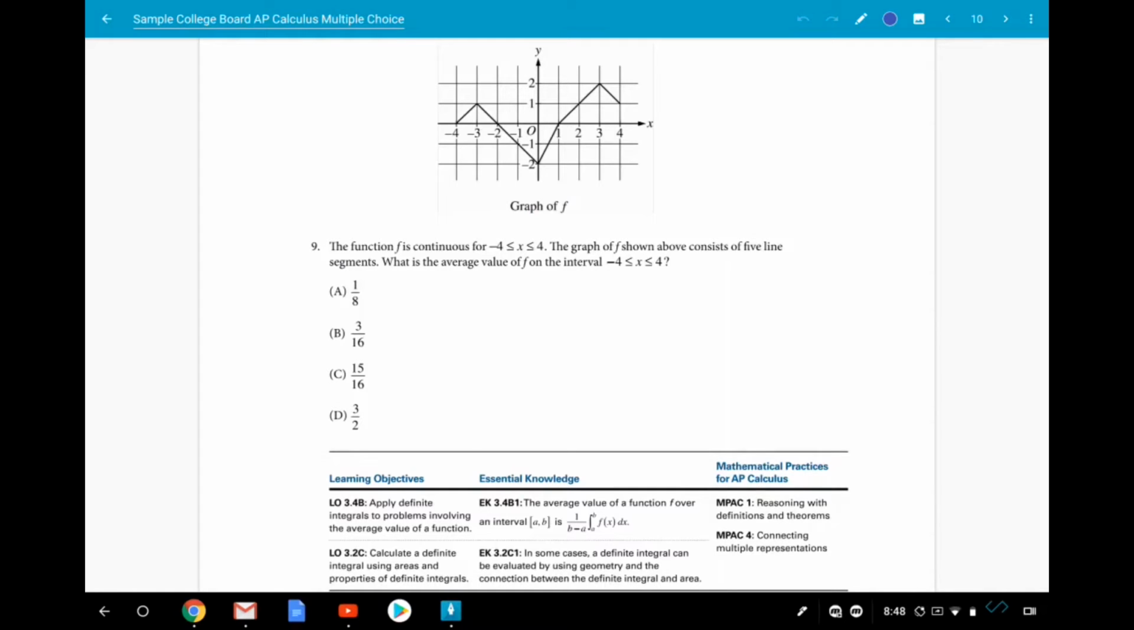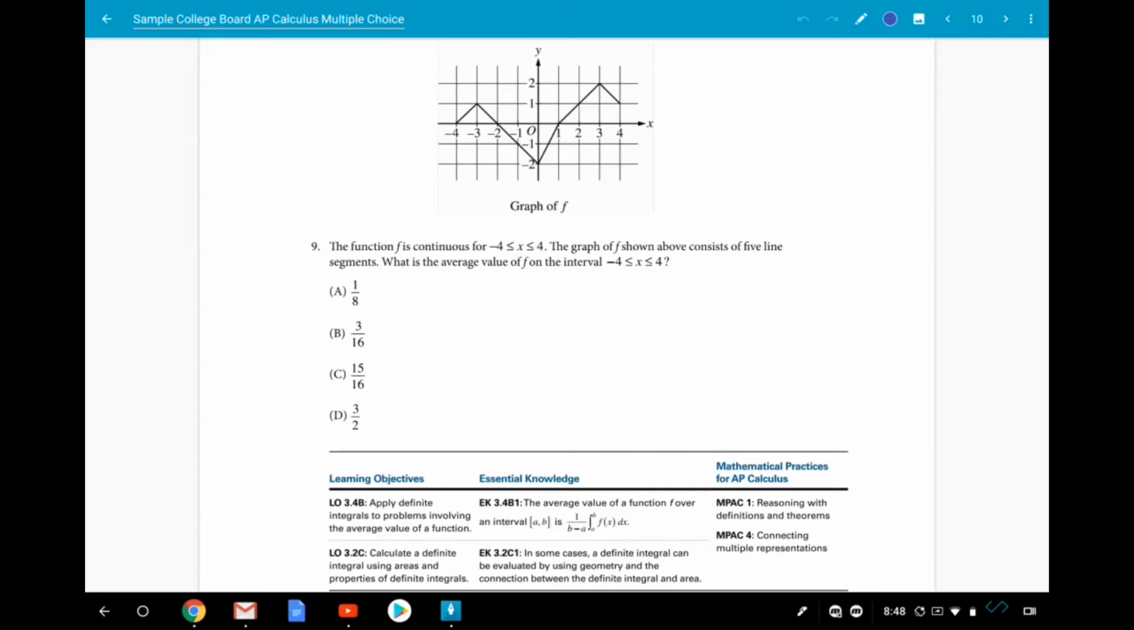All right, number 9. The function f is continuous for negative 4 ≤ x ≤ 4. The graph of f shown above consists of 5 line segments. What is the average value of f on the interval negative 4 to 4?